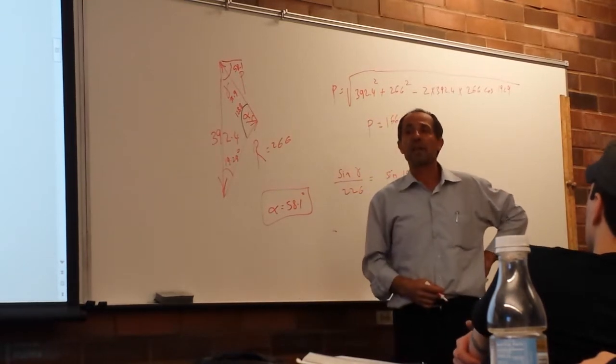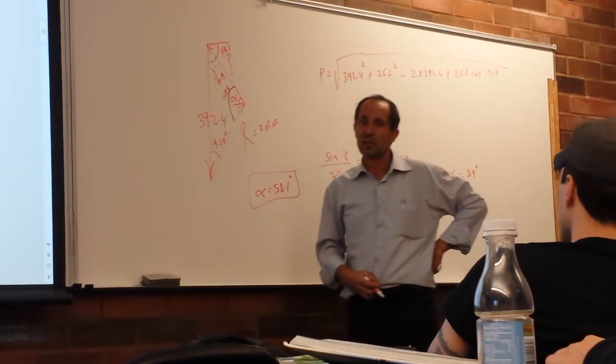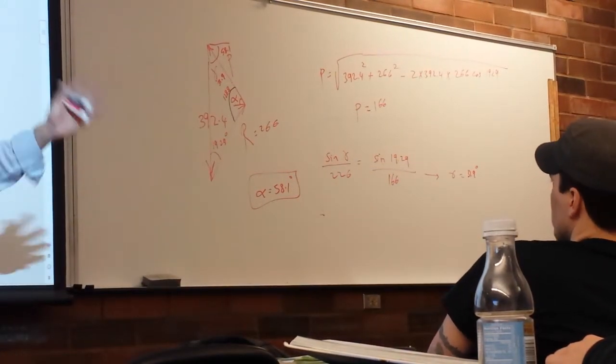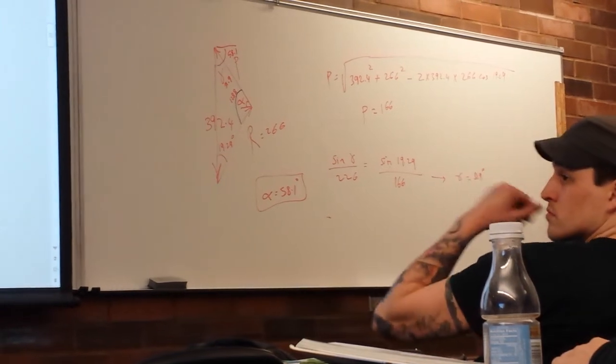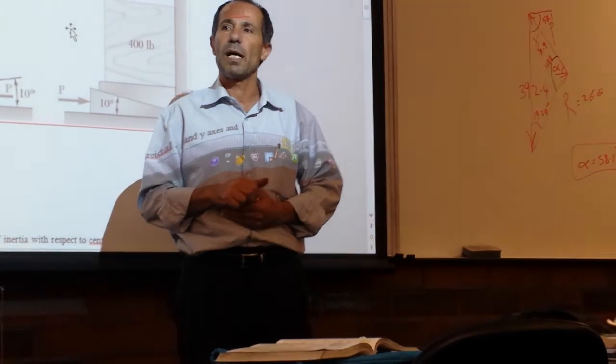Other people, what did you get in your homework? Those numbers, yeah. 58.1 and 166. Okay, so you did it in different ways and you get the same number. Yeah, I did the moment summation before. It doesn't matter how you approach the problem, as long as you go step by step, follow it, you will get the same number. Okay, so is everybody okay about the friction?